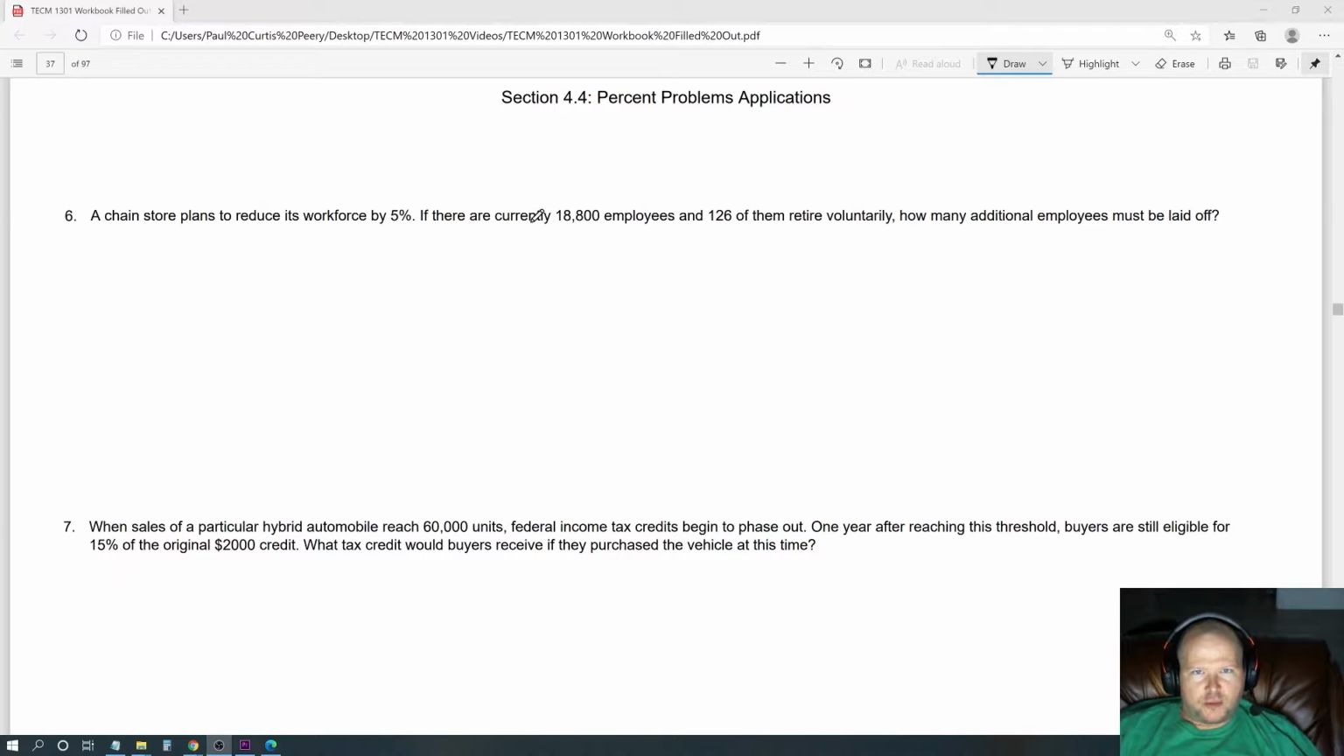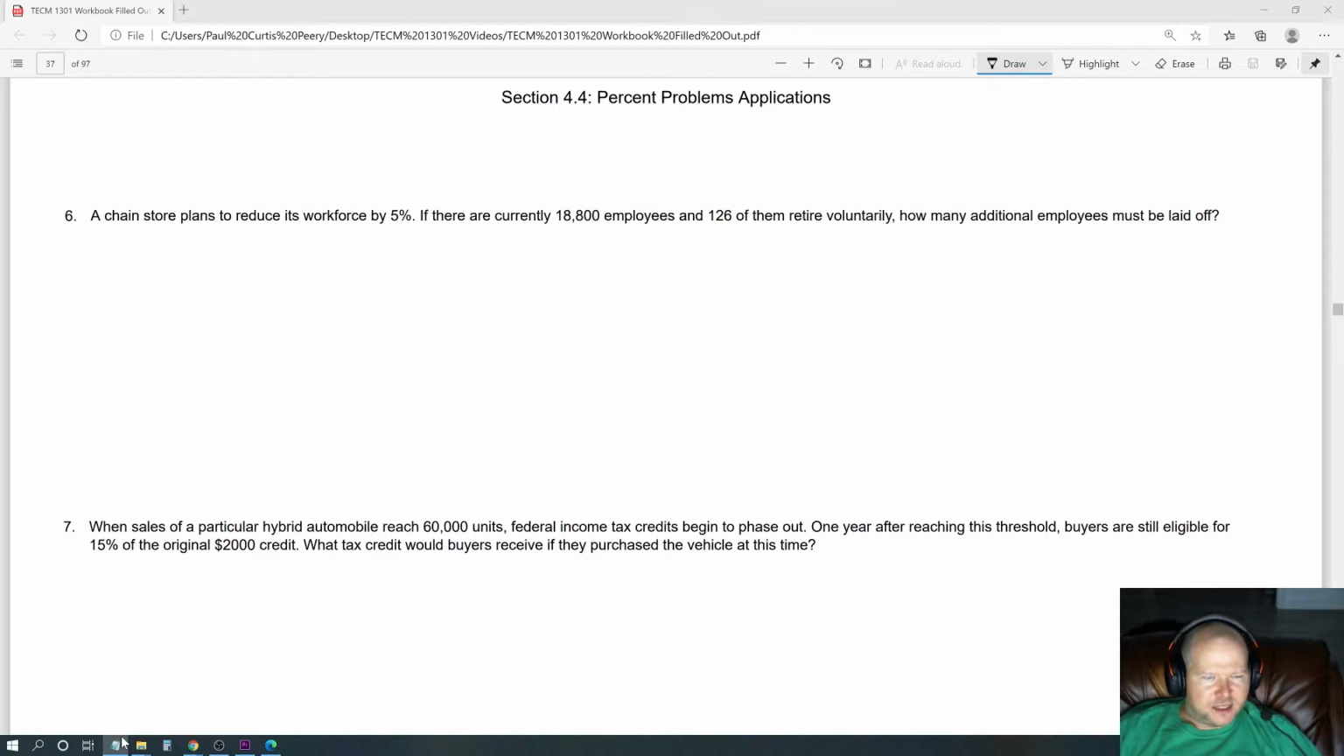Section 4.4, Problem Applications. A chain store plans to reduce its workforce by 5%. If there are currently 18,800 employees and 126 of them retire voluntarily, how many additional employees must be laid off?